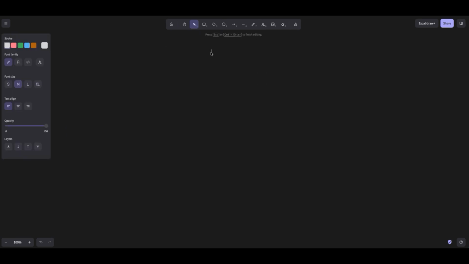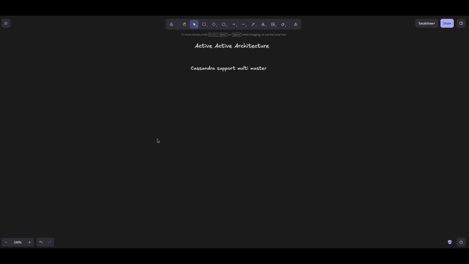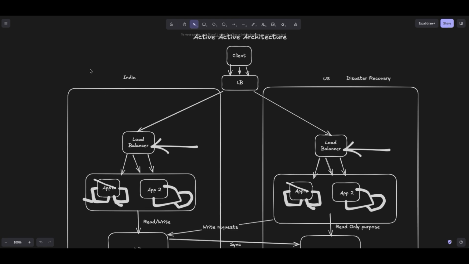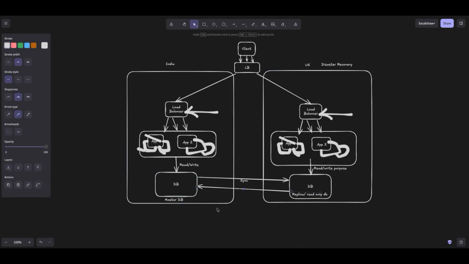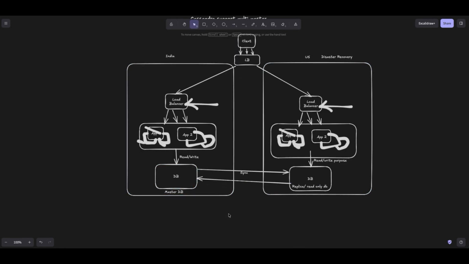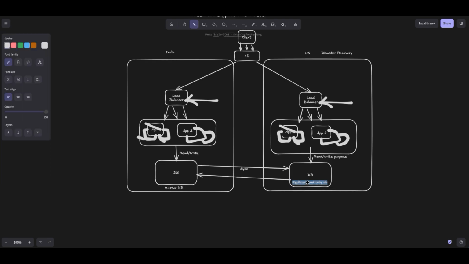Now, as you might have guessed, these problems are resolved by active-active architecture. There are some databases that support multi-master, such as Cassandra, by Facebook, now Meta. So now we take the same example of the same application in multiple zones. Now all the operations are possible on any of the data centers. Both databases will be live databases, or we can say primary databases, meaning both of them will have the same permissions as the other.